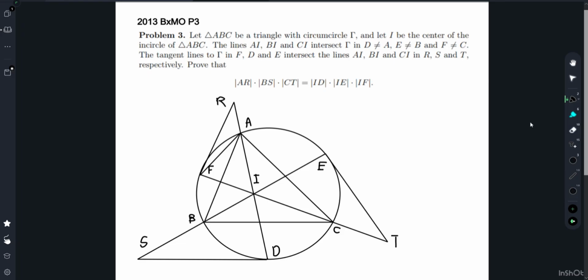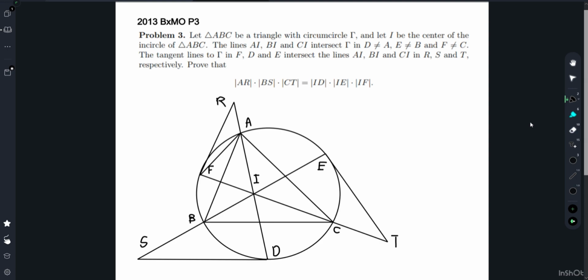Let triangle ABC be a triangle with circumcircle, and let I be the center of the incircle of ABC. The lines AI, BI, and CI intersect the circle in D not equal to A, E not equal to B, and F not equal to C, and the tangent lines to the circle in F, D, and E intersect the lines AI, BI, and CI at R, S, and T. Prove that AR times BS times CT is equal to ID times IE times IF. The absolute values are there just for directed lengths, but we're not going to be using directed lengths today.